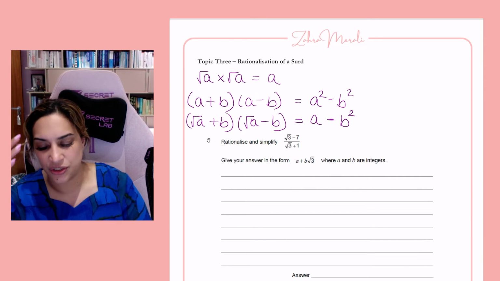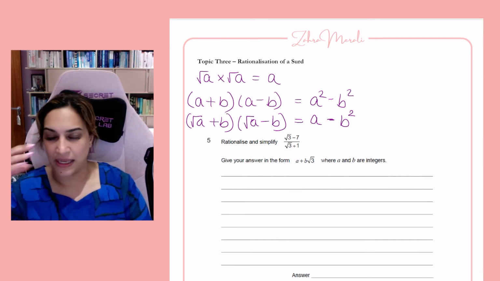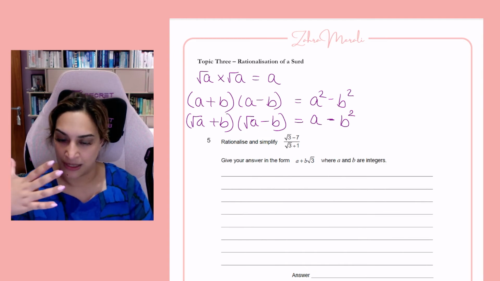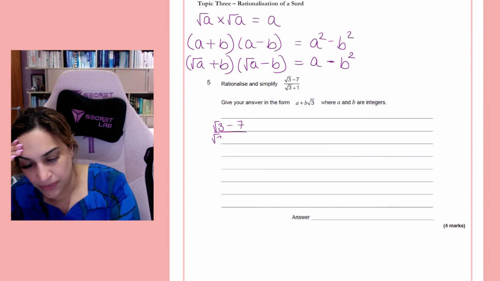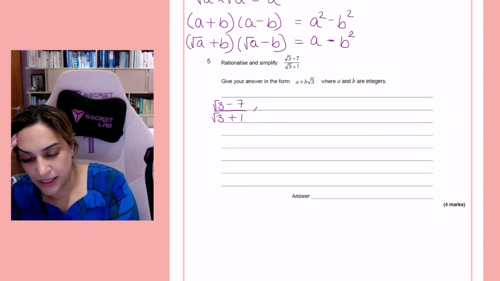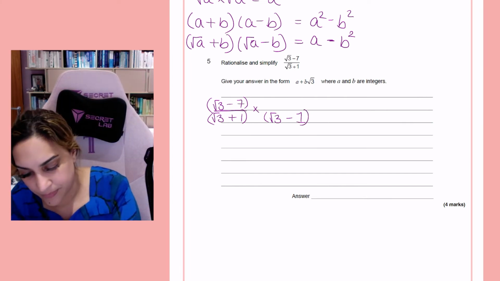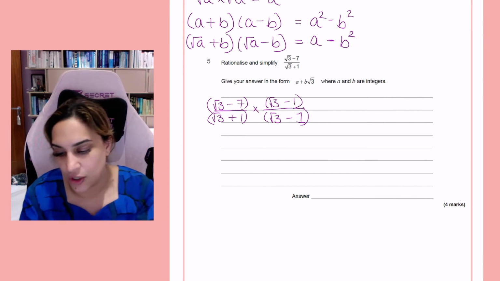And that's typically the questions you're going to get in further maths. It's very unlikely you'll get just a single value. You'll probably have to use the difference of two squares. Right, so we've got root 3 minus 7 over root 3 plus 1. We're going to multiply top and bottom by the same thing on the bottom, but instead of a plus sign, we're going to have a minus sign there: root 3 minus 1.